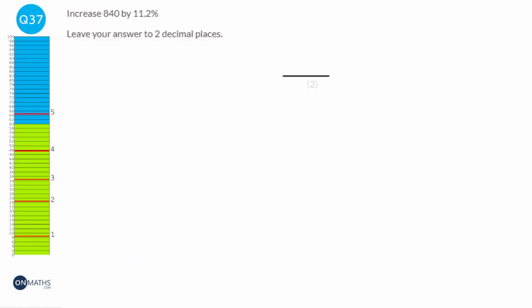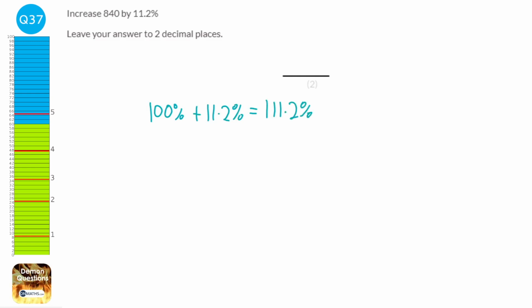So we're going to find out the multiplier first. We do that by starting with 100%. And it says it increased by 11.2%. So we're just going to add 11.2%, which will give us 111.2%. Then we're going to make that into a decimal by dividing by 100. And this will make it into a multiplier. So it's 1.112. That's our multiplier.